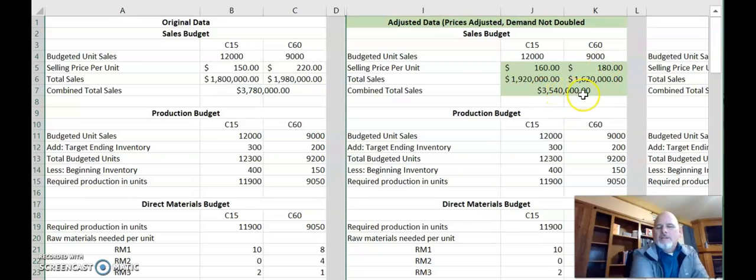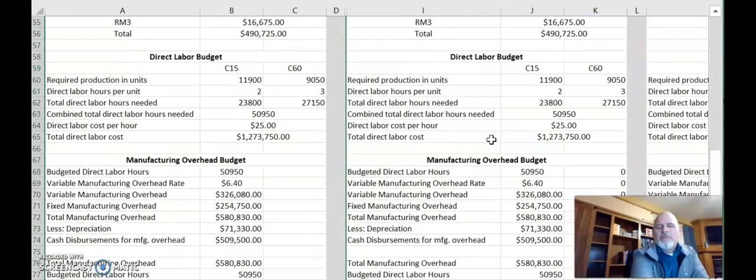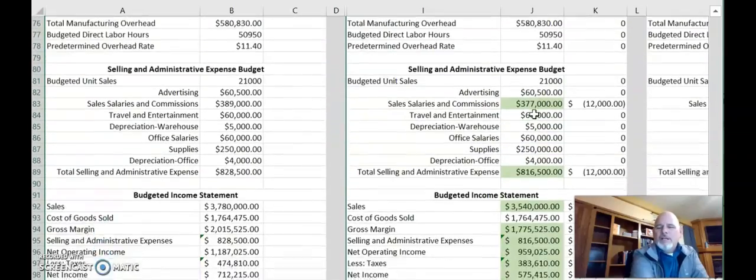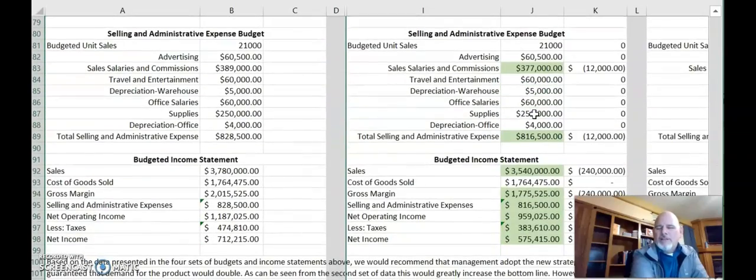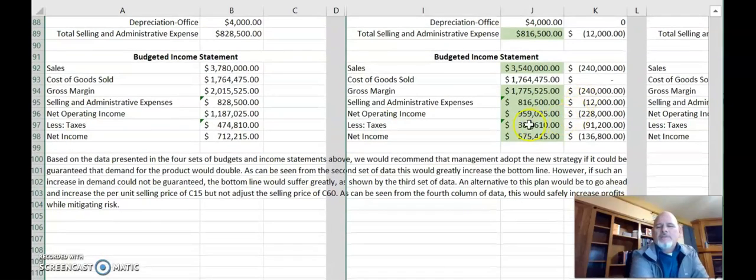So you can see the combined total sales would drop by about $120,000, but there would be no impact to the production budget. The direct materials budget would not be impacted. The direct labor budget and the manufacturing overhead budget would not. The only impact was the selling and administration budget, because with the reduced sales, we would actually have less commissions to give. So on the budgeted income statement, you see here, the sales would go down by $240,000.